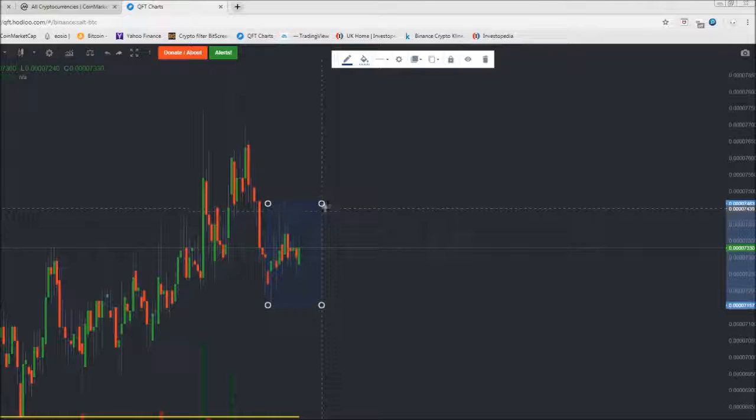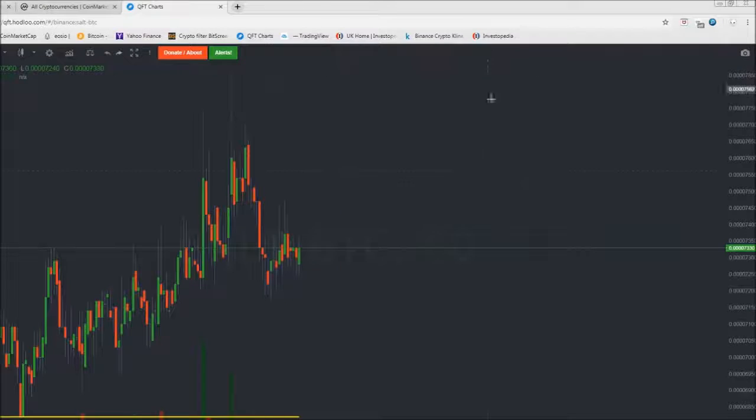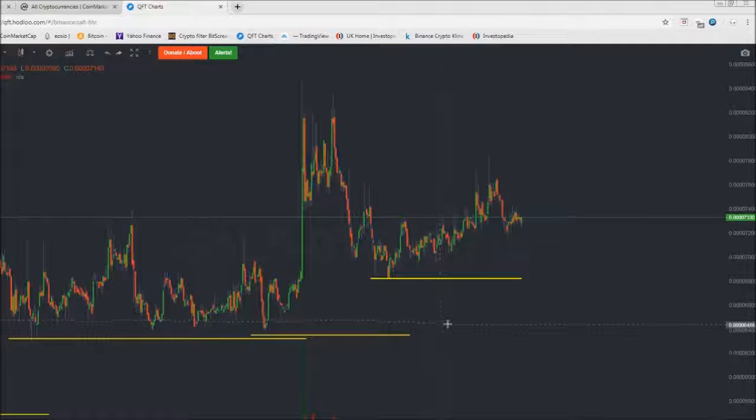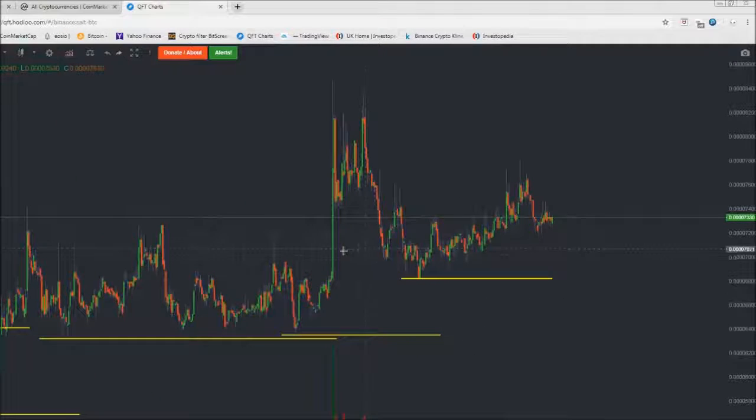So normally what I tend to do, rather than looking at this microscopically, is zoom out and look at a longer period of time to try and gauge whether the price is going to go up to this level, or whether a price is going to go back down to this level. The tool I use for this is QFT charts.